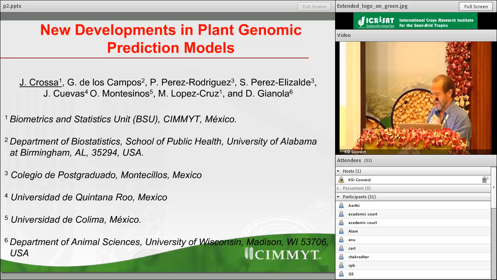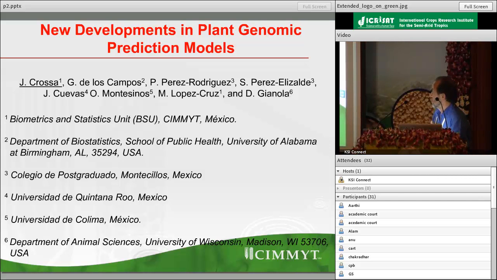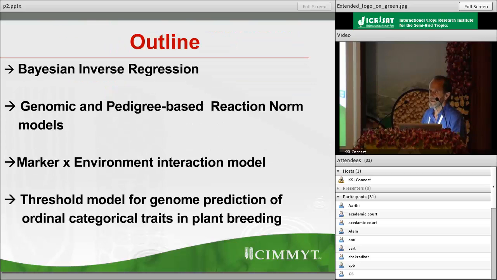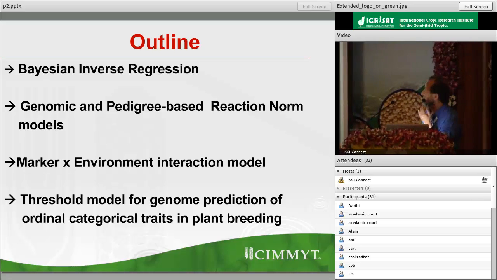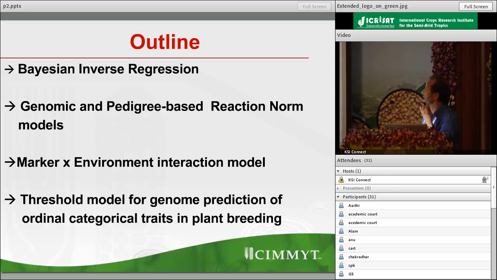And I will tell you some research we are doing on genomic prediction. I think that after the presentation of Dr. Prasanna in May, it's clear that CIMMYT is heavily involved in genomic selection in maize as well as wheat. There are four issues I want to talk about.